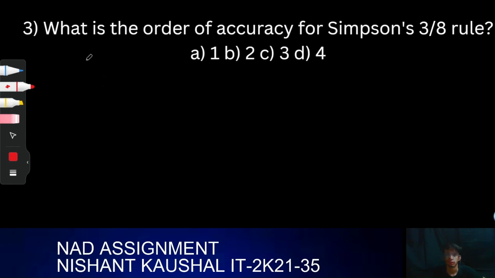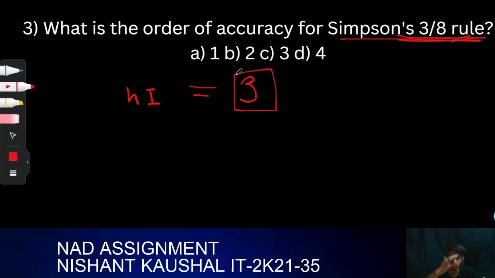Let us solve question number 3. What is the accuracy for Simpson three-eighth? So first of all we need to understand what is accuracy. Accuracy means the highest degree of polynomial Simpson three-eighth rule can solve, and as we know, it can solve a maximum of degree 3 polynomial. So it will be C, 3.